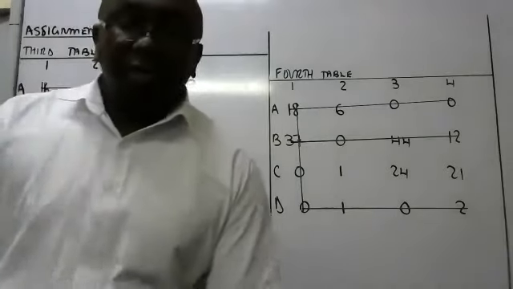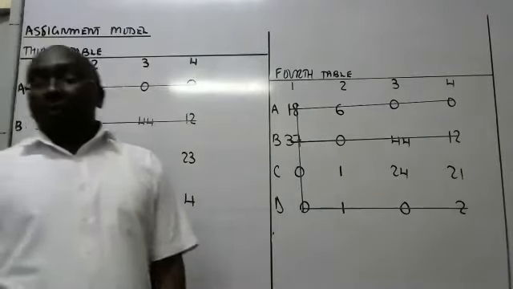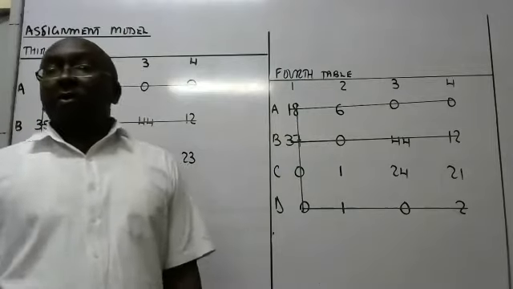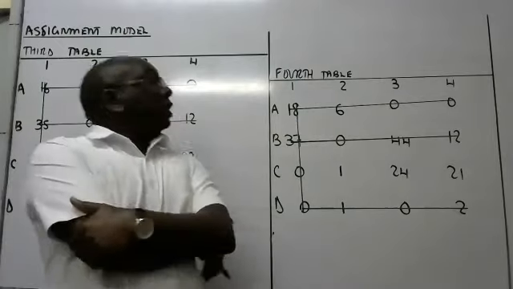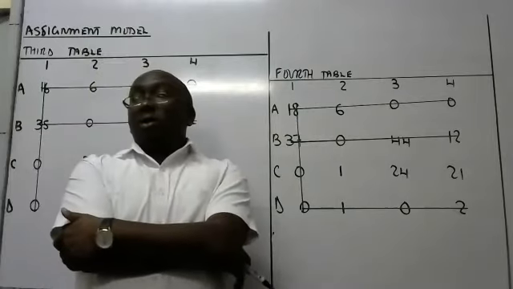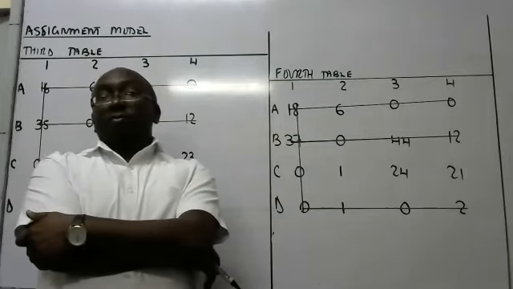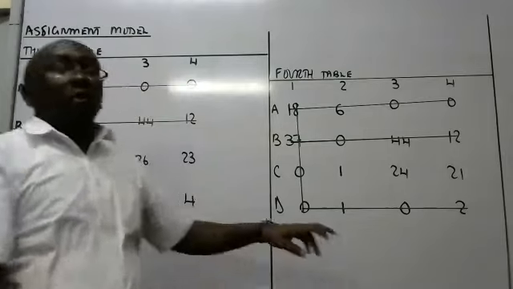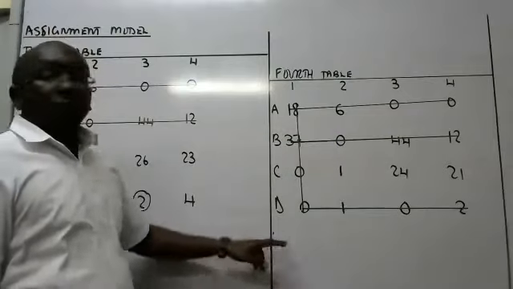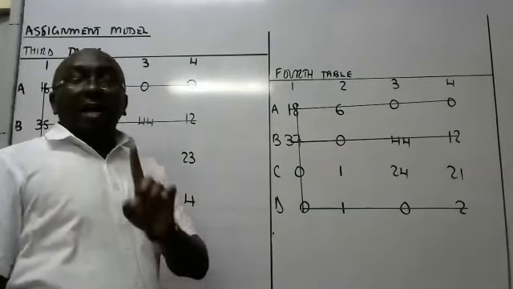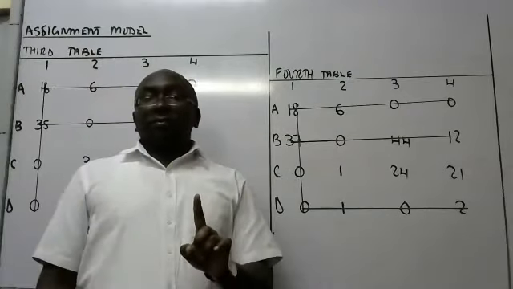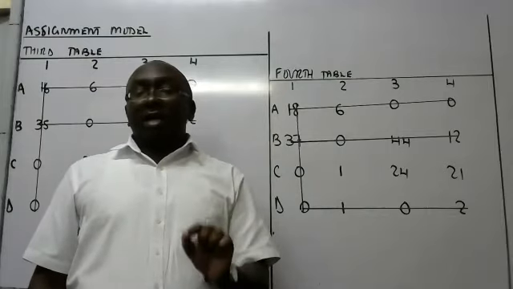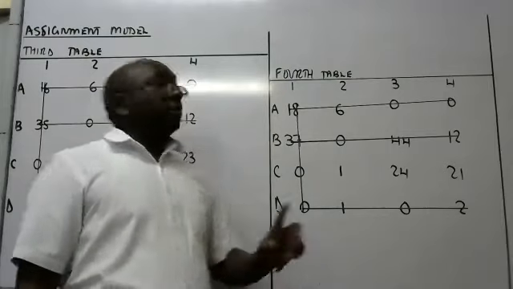So how many lines are those? 4. Are we optimal now? Yes. So if yes, this is now what you do. You come here to rows. Identify the row that has only 1 zero.